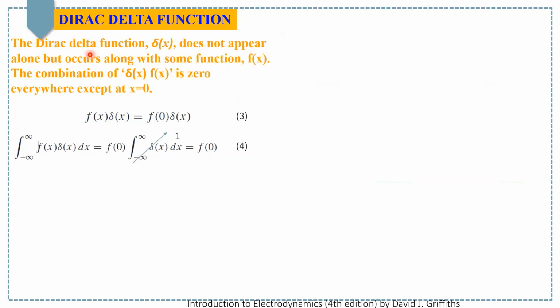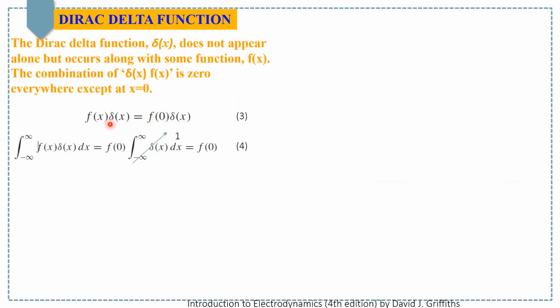Next, please note that the Dirac delta function doesn't appear alone, but it always appears with some function, suppose f of x. This function could be linear, quadratic, sinusoidal, or exponential. But the combination of delta of x with f of x is 0 everywhere except at x equal to 0. So because it is only defined at x equal to 0, we can write f of x delta of x is equal to f of 0 delta of x. Because again, it is 0 everywhere except at x equal to 0, so it is only defined at f of 0.